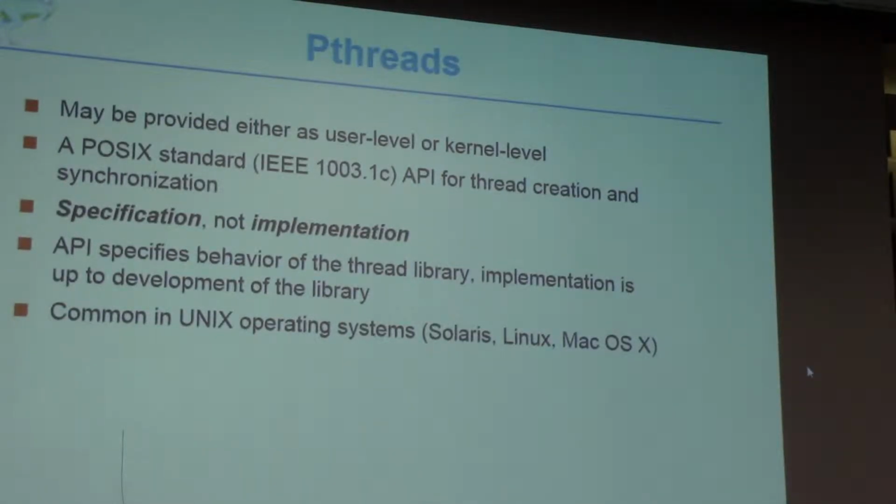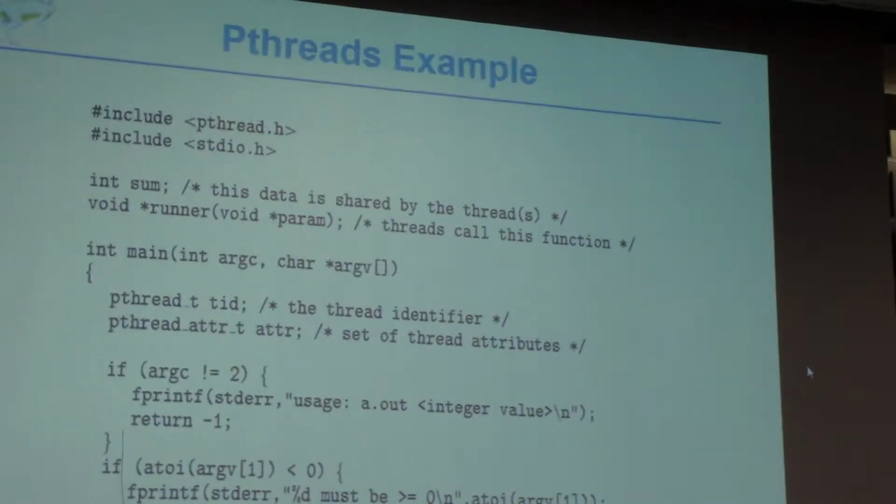So pthread is one of the popular thread programming libraries in Unix or Linux systems. Also, Mac OS X is probably based on the Linux system, so they use pthread. Actually, POSIX is a standard name, the IEEE 1003.1c API. They specify that to use the POSIX thread, you need to use this data structure. Then the implementation is quite easy, just follow their specification.